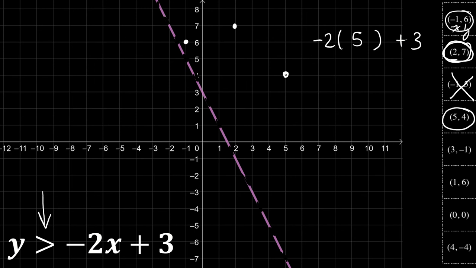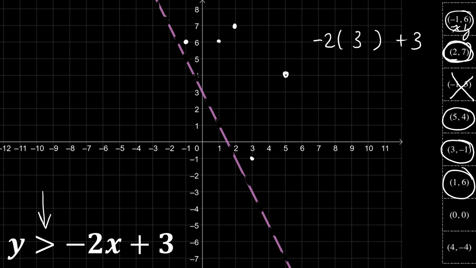Let's look at 3, -1. That's going to work. 3 times -2 is -6. -6 plus 3 is -3. So I've got -1 greater than -3, and that's true. Boy, a lot of these work, huh? They're all working. What about 1, 6? 1, 6 is going to work also.